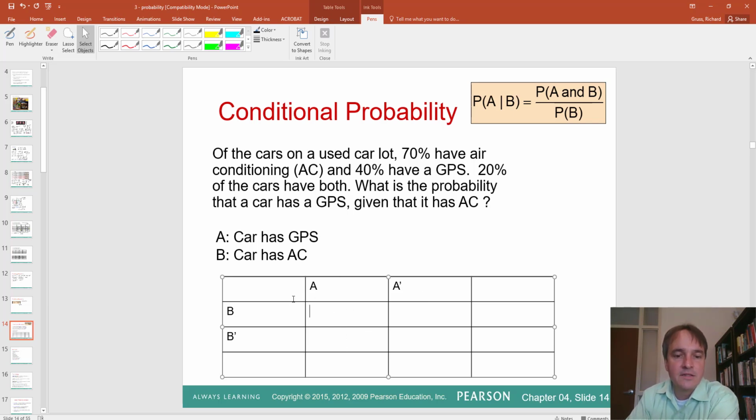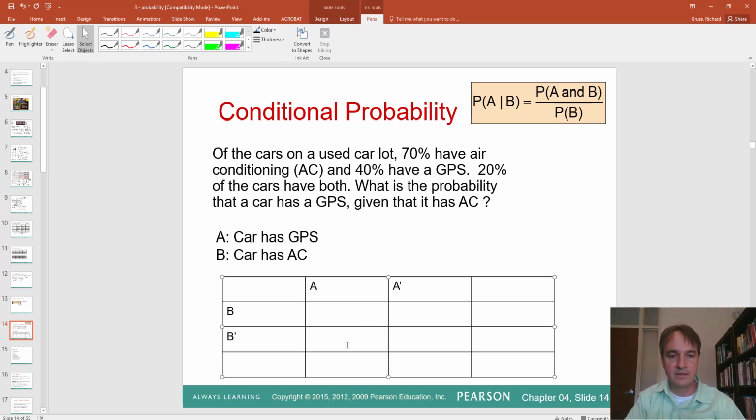Okay, so let's see the probability. Well, let's start off with, let's see, do we have a marginal probability for A? So that a car has GPS. Well, we know that 40% of them have a GPS, right?